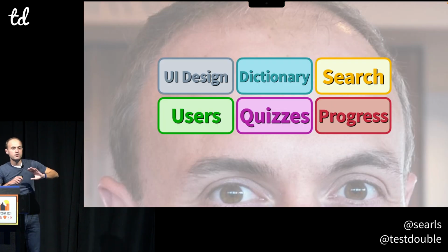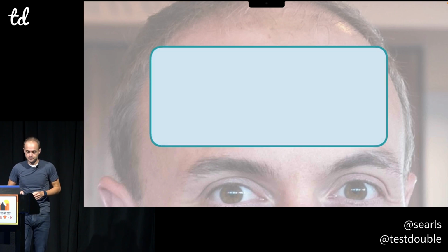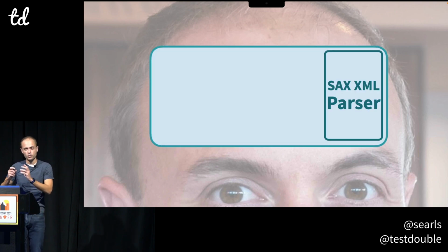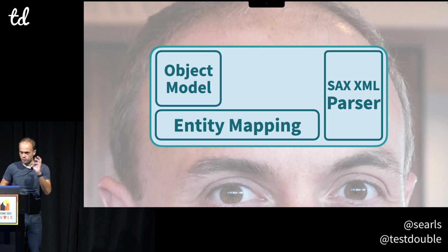And so what it allowed me to do mentally is push all that other stuff aside and just focus on the dictionary stuff. And this allowed me to think, hey, actually what makes the most sense here is to do a streaming SAX XML parser, which you can do with Nokogiri, but not very many people had done before. And it also gave me plenty of time to get the entity mapping right and create a good object model for this. Would be useful not just for me, but for others.